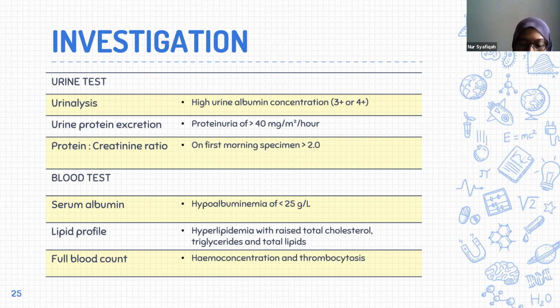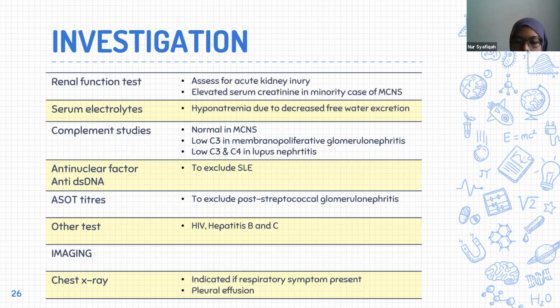Next is urine protein excretion, where there is proteinuria of more than 40 milligram per meter square per hour, and then protein to creatinine ratio on first morning specimen more than 2. And then for blood tests, we assess serum albumin to look for hypoalbuminemia of less than 25 gram per liter, and also we look at the lipid profile. This is to assess for hyperlipidemia. Next is full blood count. This is to assess for hemoconcentration and also thrombocytosis, because I mentioned thromboembolism is one of the complications of the nephrotic syndrome. So the next few investigations are just to assess other causes of nephrotic syndrome.